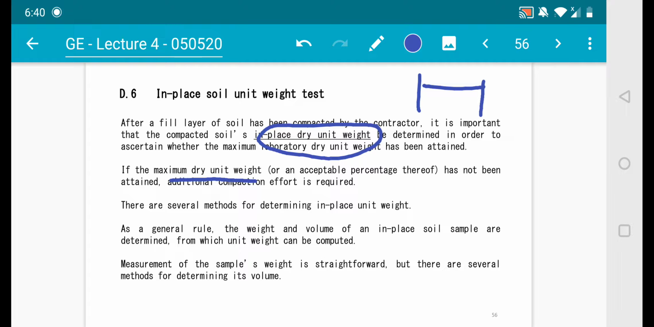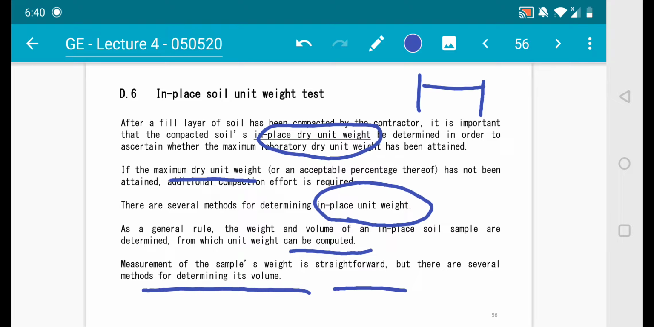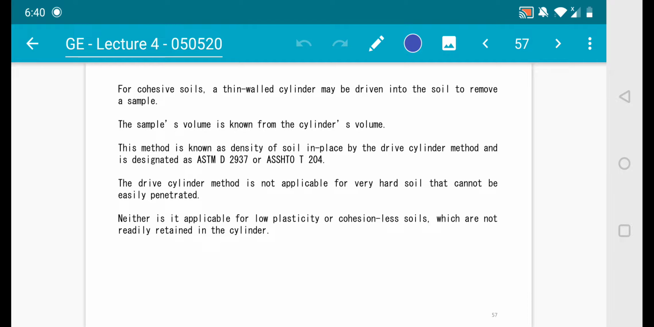It's pretty simple. There are several methods of determining in-place unit weight. As a general rule, the weight and volume of an in-place soil sample are determined from which unit weight can be computed. Measurement of the sample's weight is straightforward, but there are several methods for determining its volume. For cohesive soils, a thin wall cylinder may be driven into the soil to remove a sample. So that's your site, and you need to excavate this.